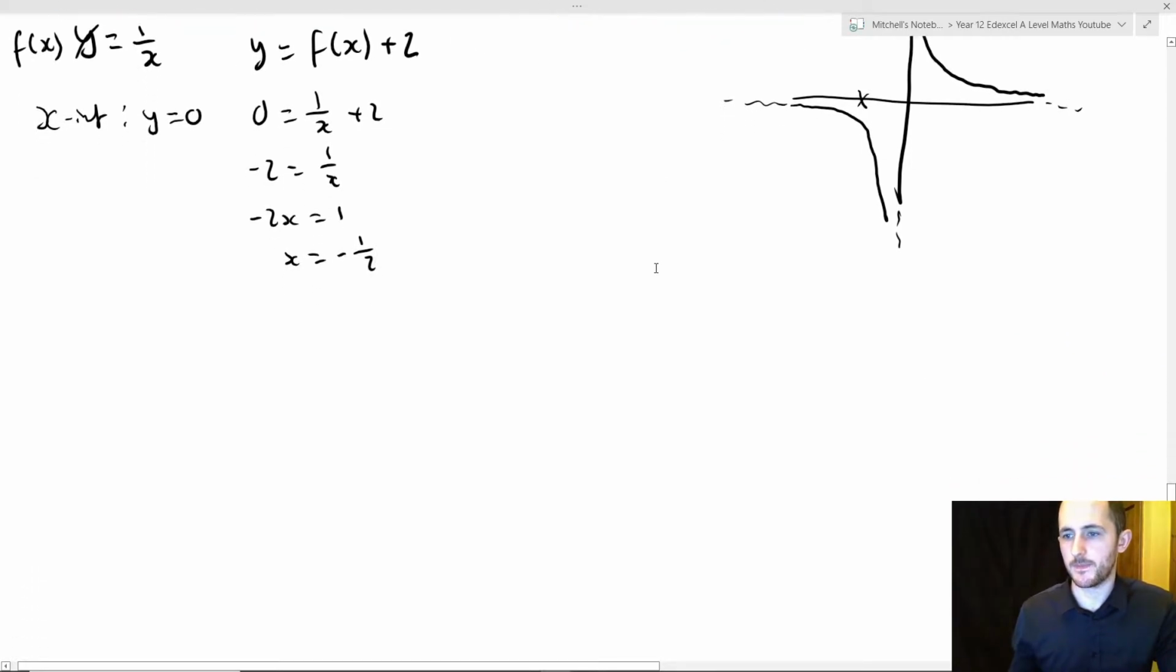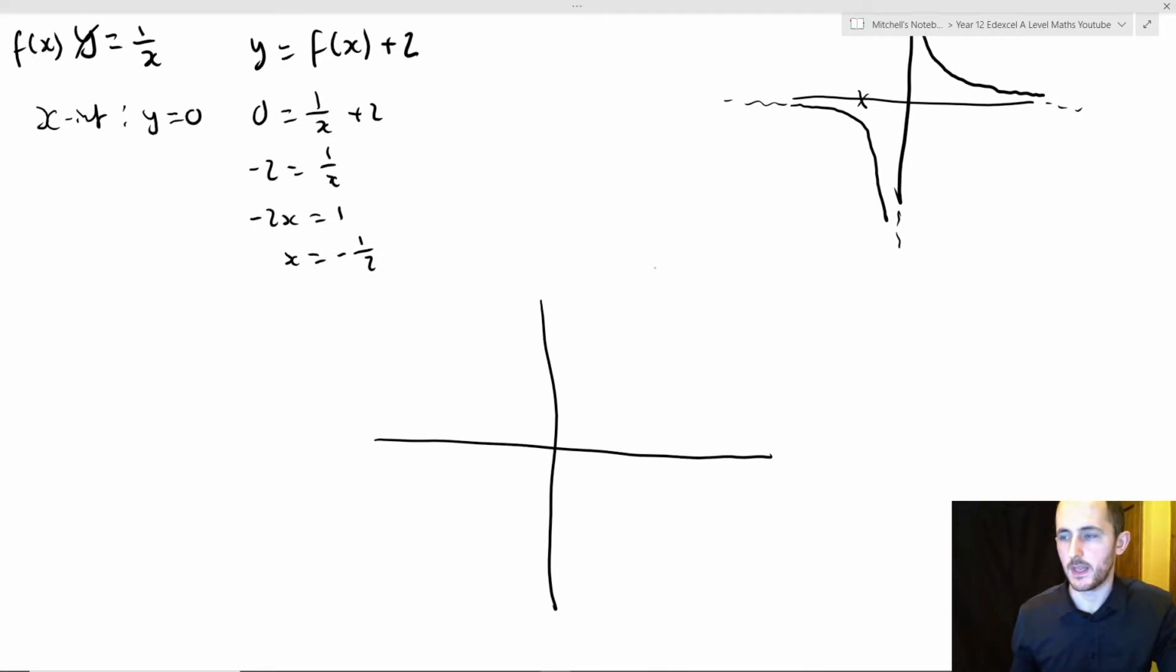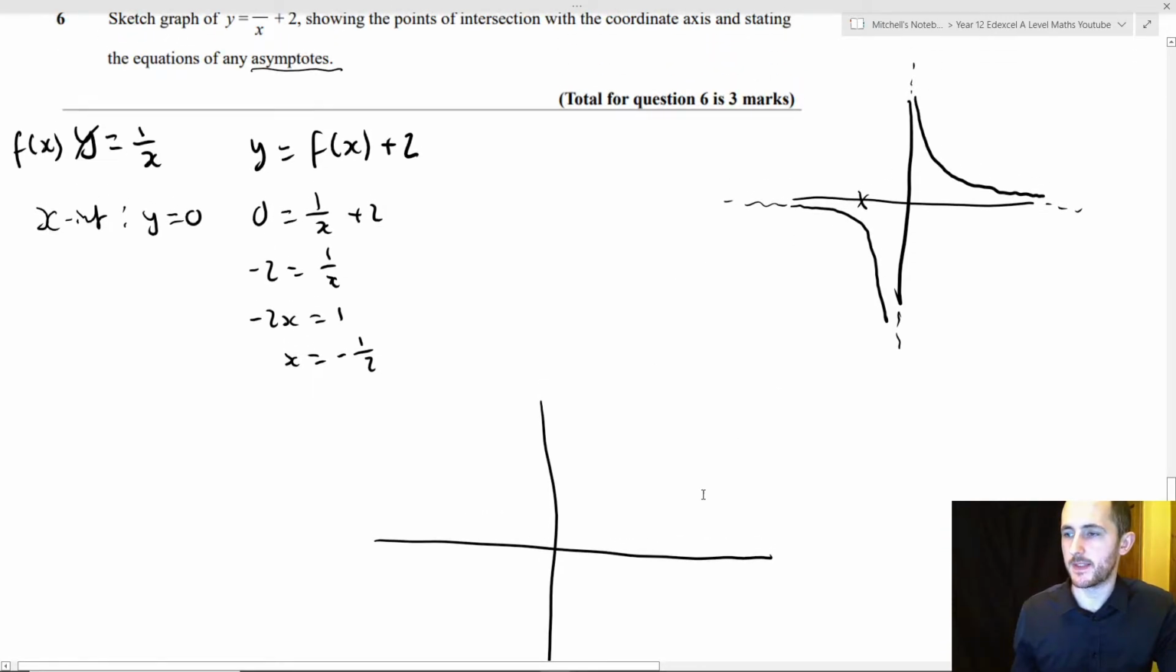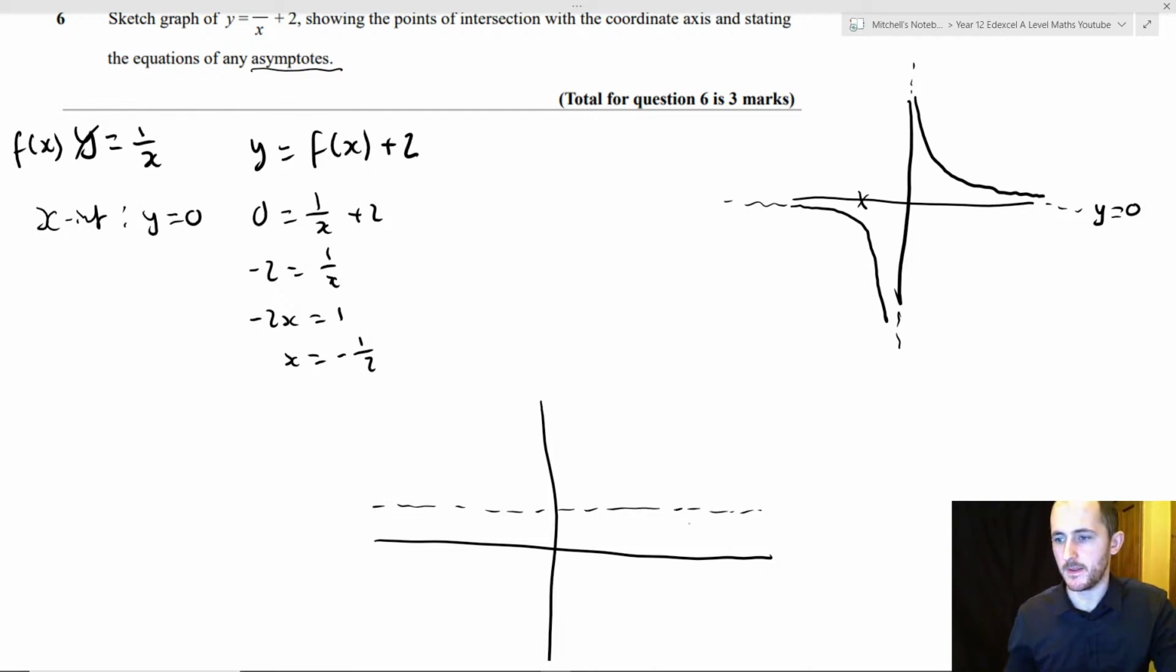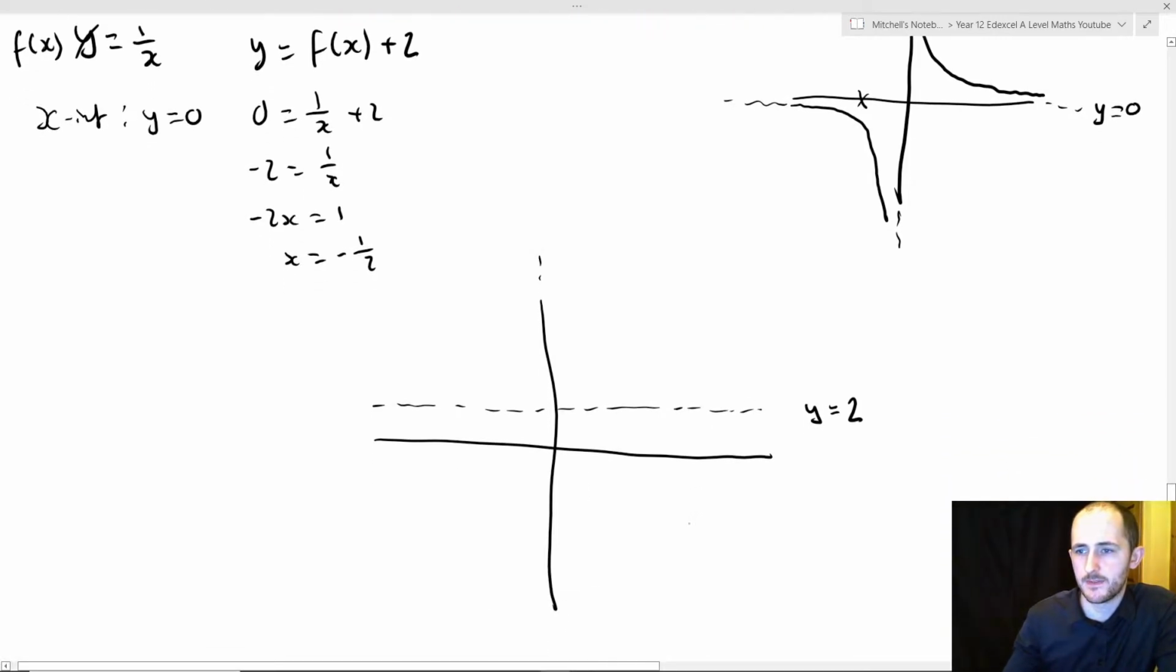So let's draw it. It's going to look similar to this, but I would like to draw the asymptotes first. This asymptote here, we would call y equals 0. We move it up by 2, so we're going to have a dotted line going along here at y equals 2. Now none of our lines should meet that. We also have, as it says, giving the equation, so we write that as x equals 0. And now we draw our graph.